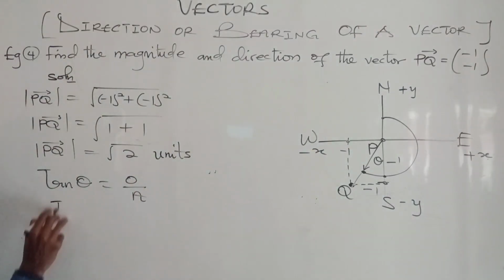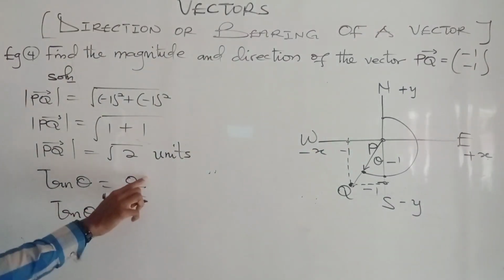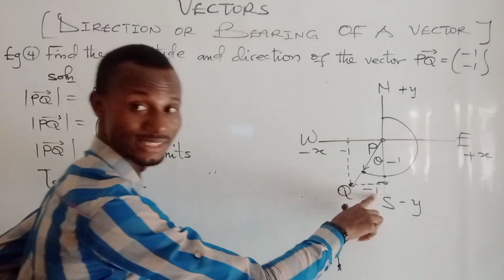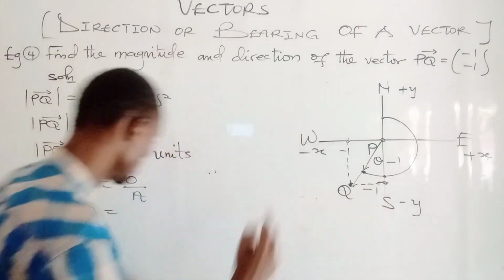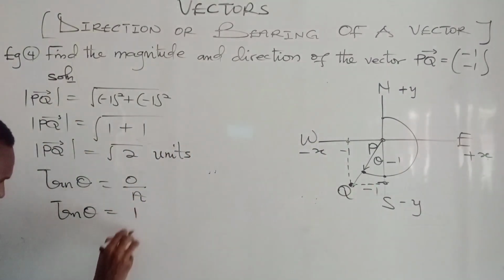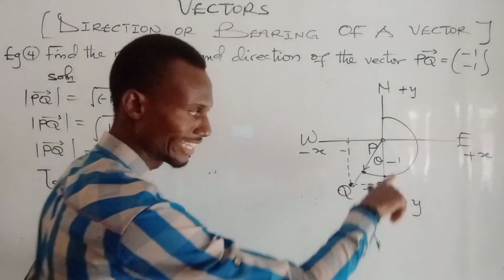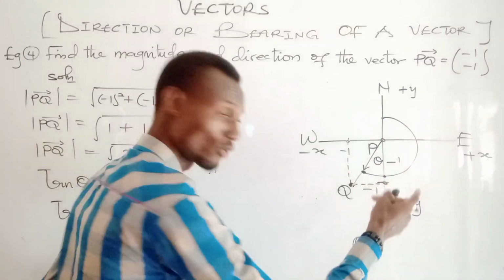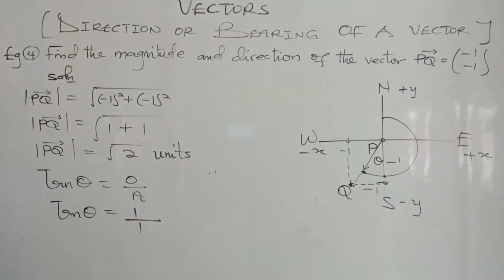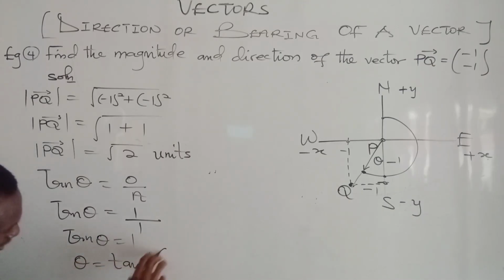So my tan theta will be equal to the opposite. The opposite is the negative one, but don't forget, we are not going to use the negative one, we are going to use positive one. So we'll discard the negative away and use the positive one over the adjacent. It's also negative one, but we are not going to use the negative one, we are going to use positive one, so over 1. I hope you understand up to this point. Okay, so 1 over 1 is 1, so I'm going to have my tan theta equals 1. So to get theta, my theta will be equal to tan inverse of 1.